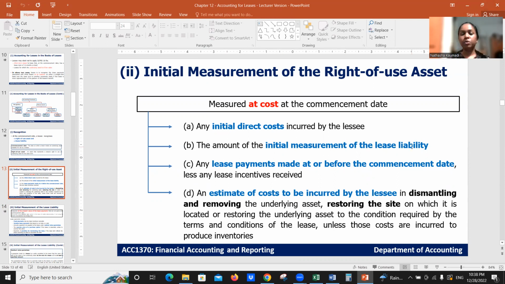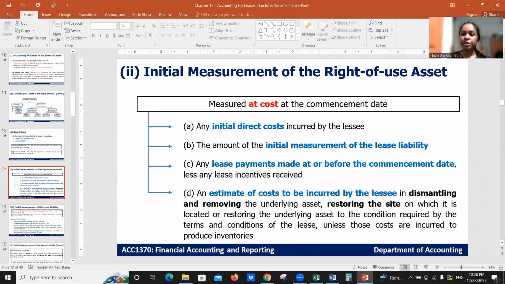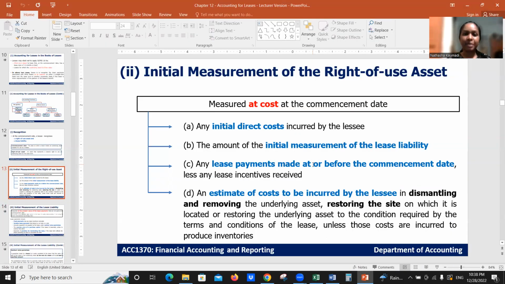This value you already know, because in this part we computed the lease liability. Initial measurement of the lease liability, that value you already have. And then part C, lease payments made at or before the commencement date. On the other hand, you can call this a down payment. If a down payment has been made, we call it an initial lease payment, and that also has to be taken when computing the right of use asset.